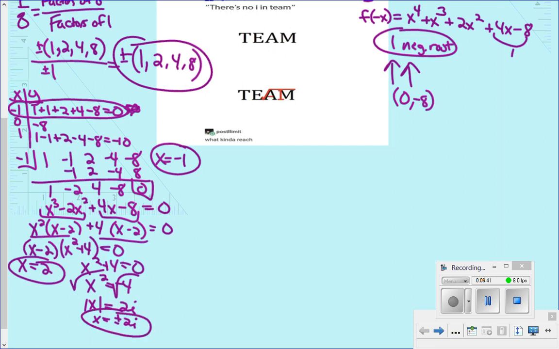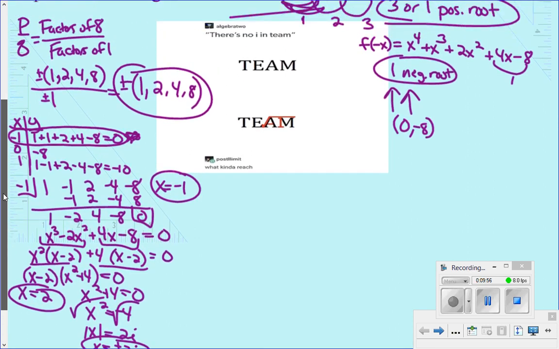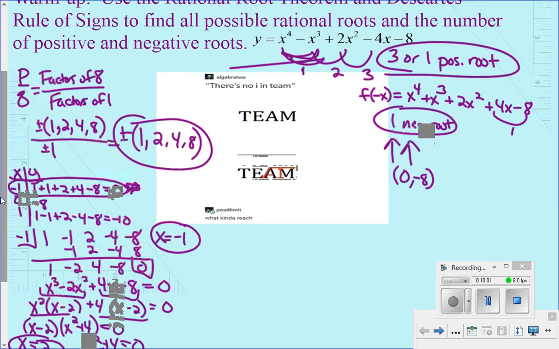So let's check here. It was degree 4. We have 2 complex and 1 positive real and 1 negative real. So that makes a total of 4. So we have all of the roots. And not only that, but we can check with Descartes here. I have one positive and one negative real root. And Descartes said one negative, which we got, and either one or three positives. And we did find that there was only one positive root. So we know we have done everything correctly.